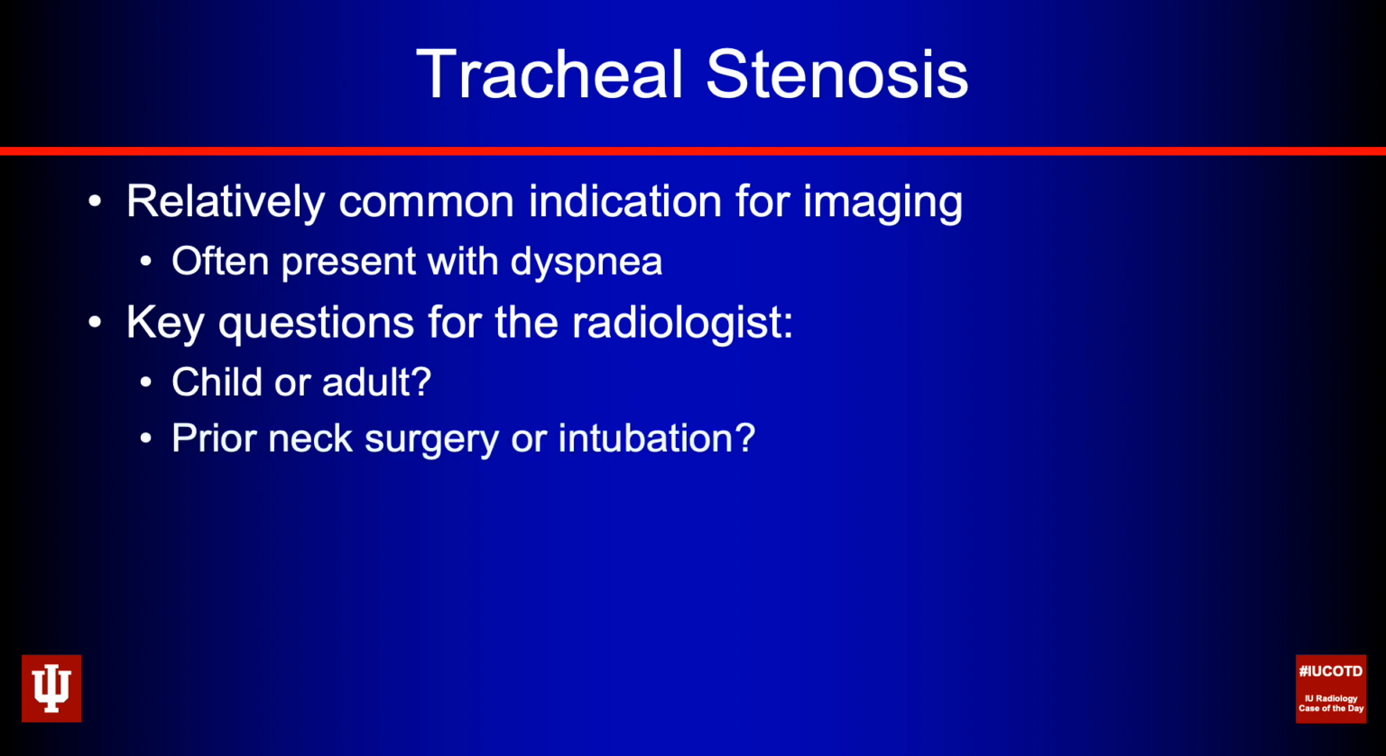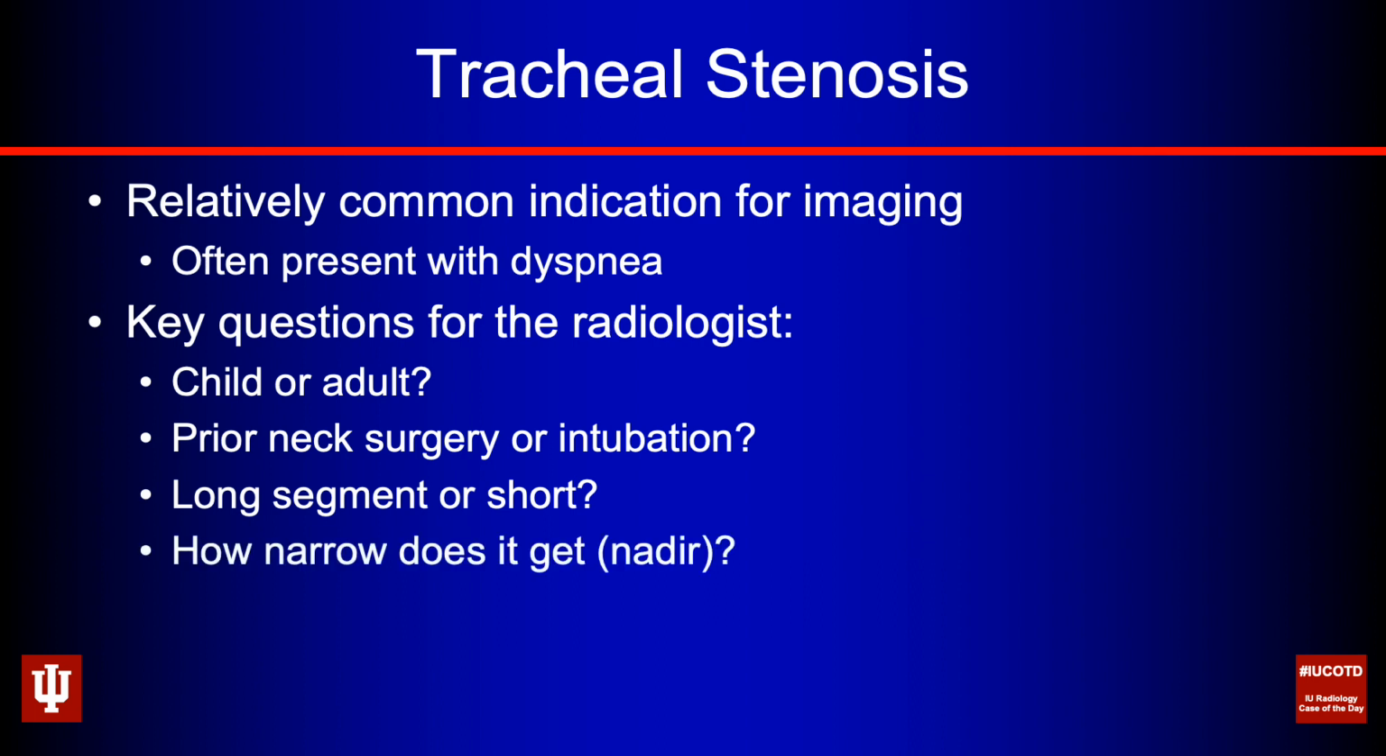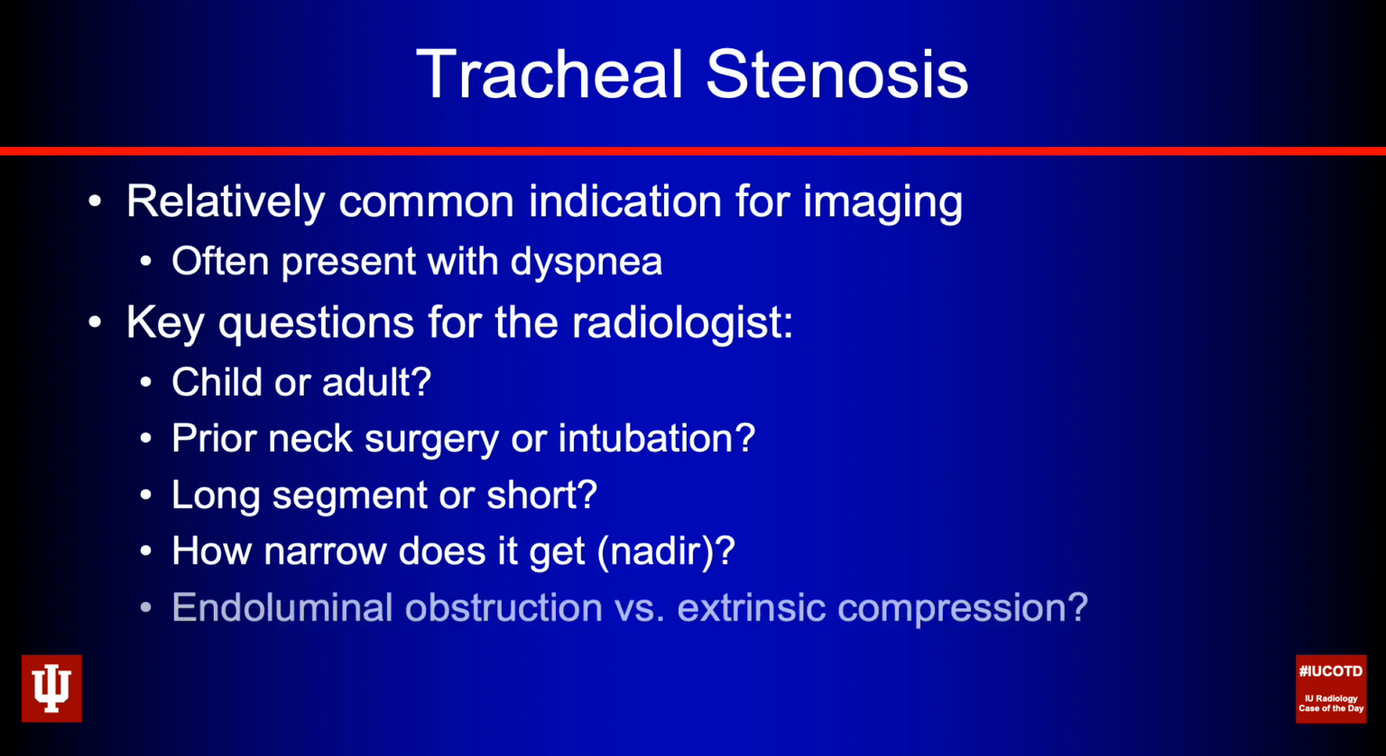Critically, has the patient had prior surgery? Have they had a prior intubation? Was it a prolonged intubation or a traumatic intubation? When I look at it, is this a short segment? Is it very focal, or is it a long segment process? And then importantly, things to report would be, how narrow does it get? What's the narrowest diameter? Because that's something that the surgeons and the pulmonologists may want to know about.